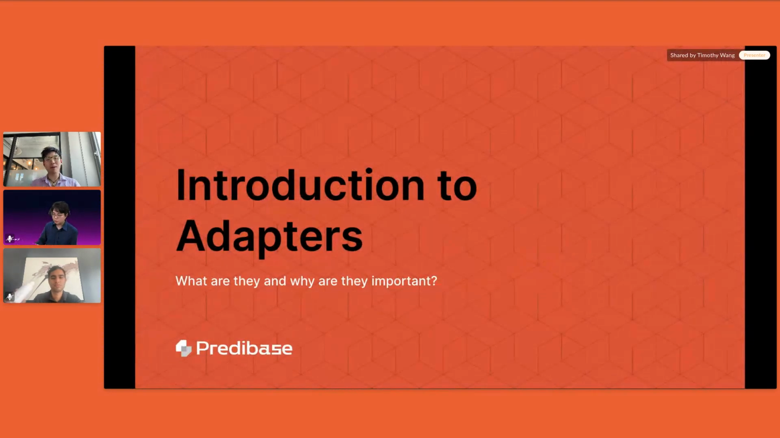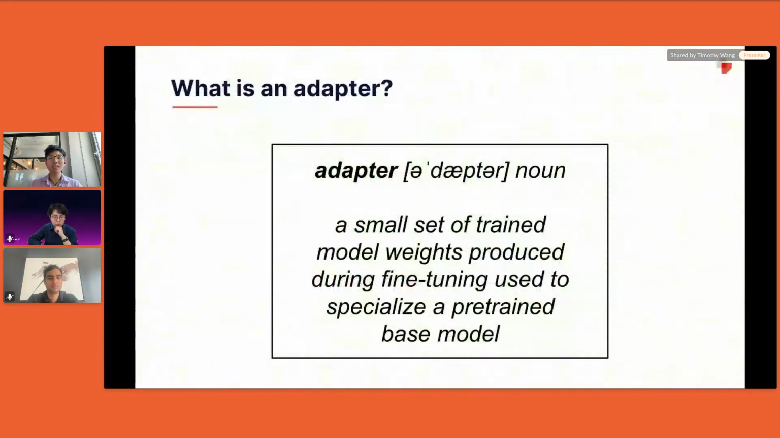But just to back things up a little bit, I'm going to give a basic introduction to what adapters are. An adapter is a small set of trained model weights produced during fine-tuning, used to specialize a pre-trained base model. When it comes to fine-tuning LLMs, you have a dichotomy between traditional fine-tuning and something called parameter efficient fine-tuning, or PEFT. In normal fine-tuning for large language models, you take your data sets and run them through your model and you choose to update all 7 billion, 70 billion parameters, or however many you have. But this becomes very computationally expensive and very slow because you have to keep track of all these updates and then also apply those updates to every one of those weights.